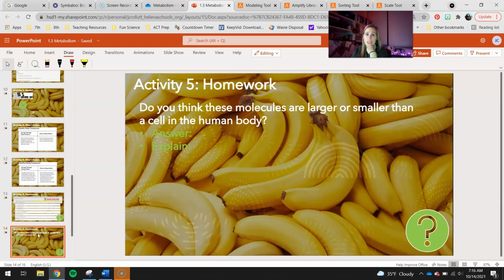And then finally, do you think these molecules are smaller or larger than a cell in the human body? So you'll say, starch: if we compare that to one cell in the human body, how big is that? Use your modeling tool on your sim to think about that. You saw something that represents a cell in the body, and you also have little molecules that you have been strategically placing around the body. So how do those size comparisons look?